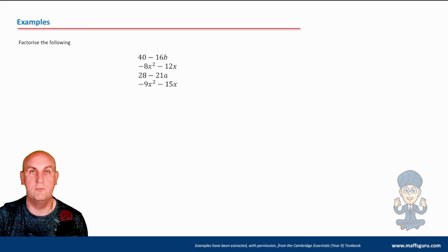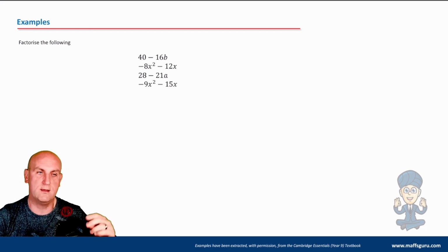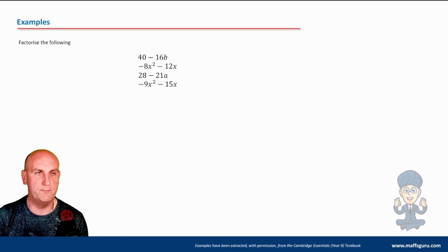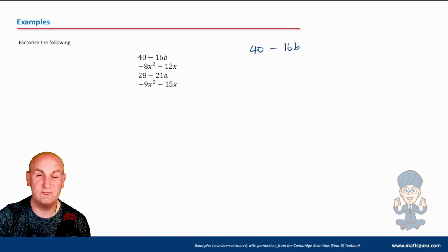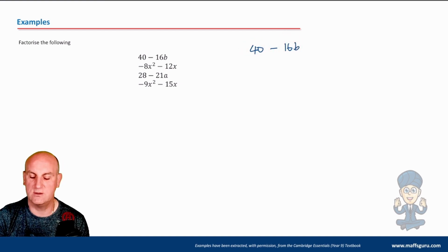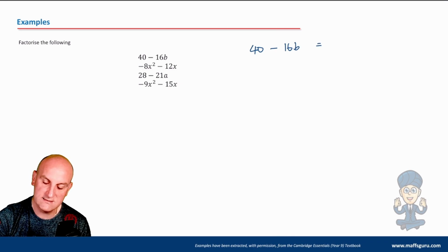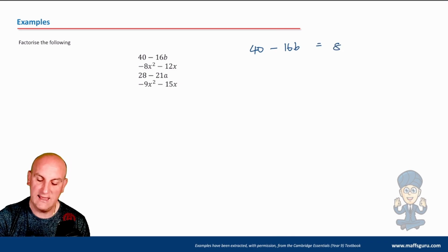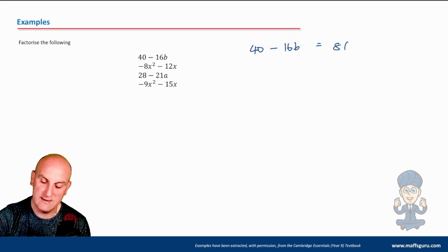Let's do some examples. We'll do more and more examples. The more I do, the more your brain will be like, ka-ching. It'll be like a light bulb moment. So let's start with, what is it? 40 minus 16b. Now, this is a really easy one because we've only got the numbers to look at. What is the highest common factor of 40 and 16? So I'm going to write it is 8. And are there any letters that can be shared? Nope, because that doesn't have a b in it. That has a b in it. So it's just going to be 8.